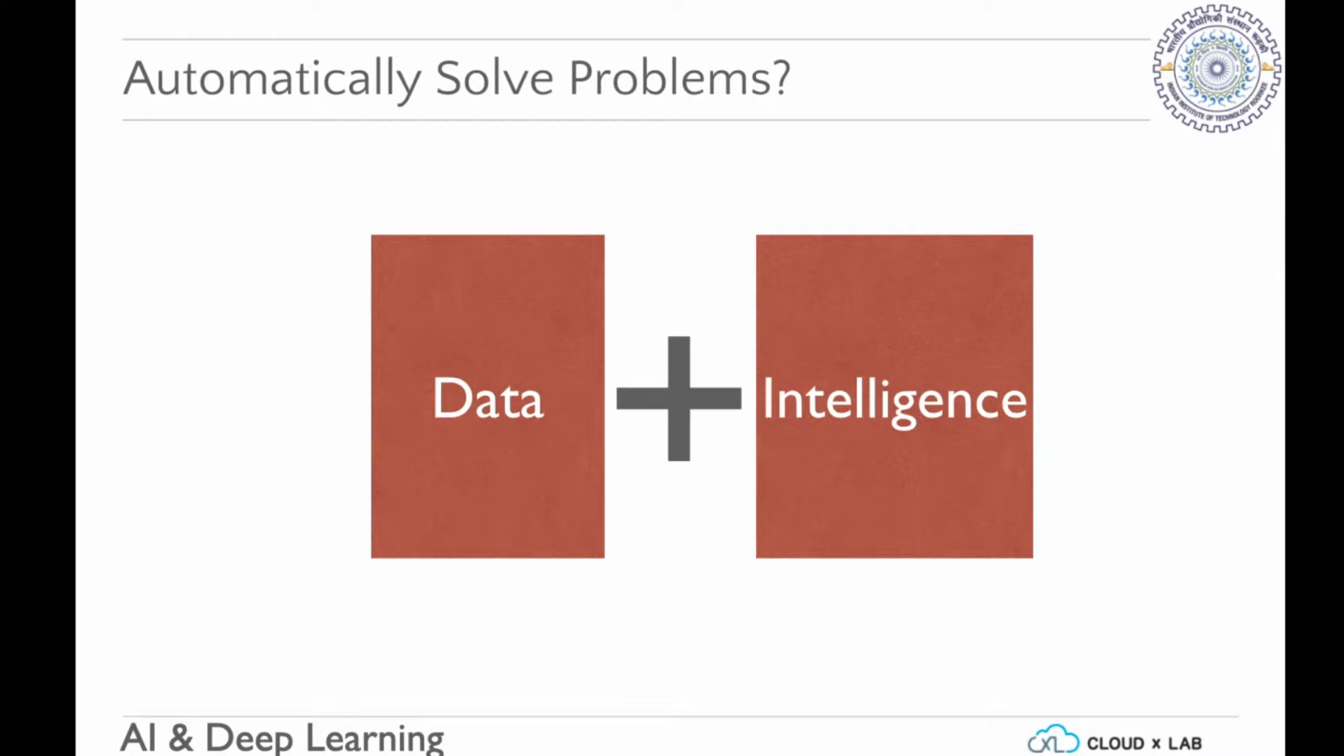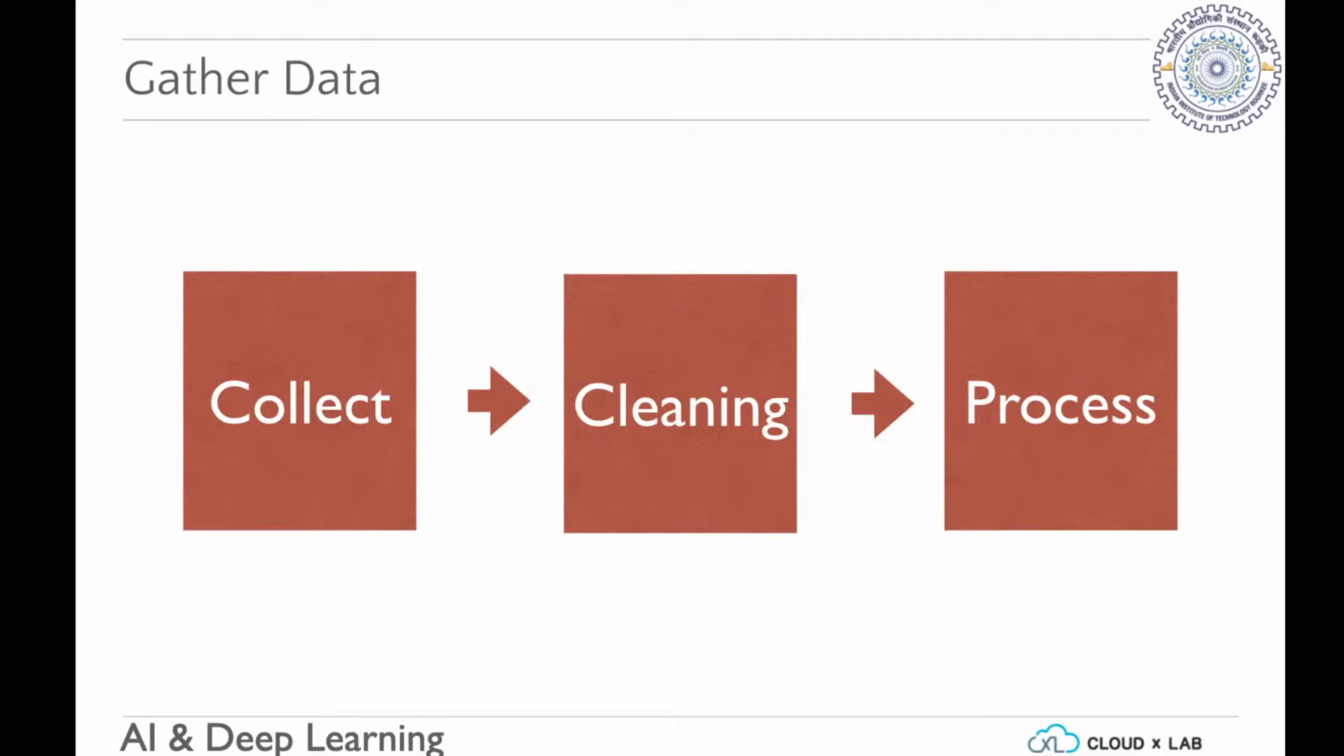Okay, gather data, apply intelligence. That's what it does. So how do you gather? What is the process of gathering data? Can you just get random data and is that sufficient? No, it turns out it's not sufficient.